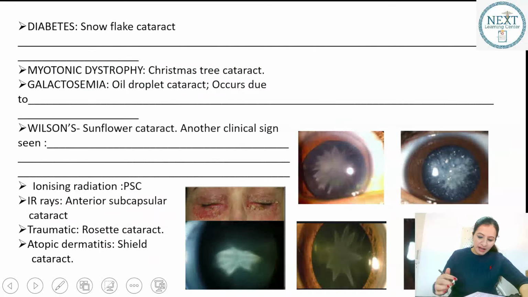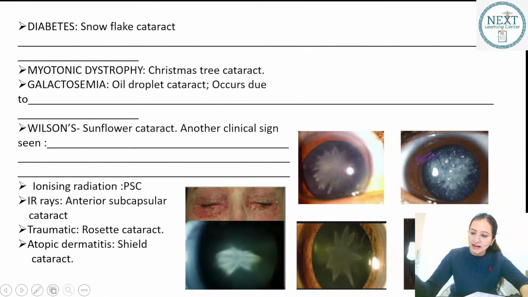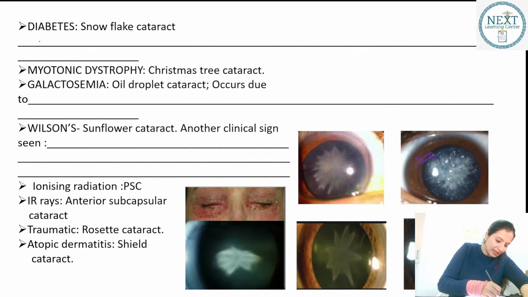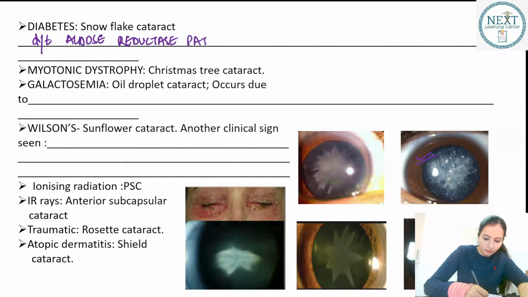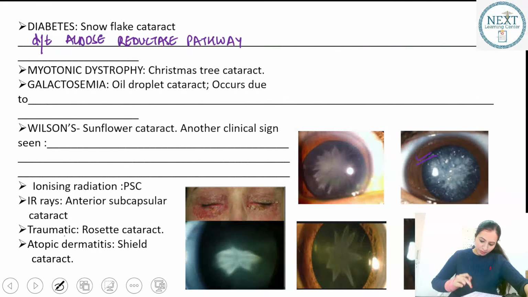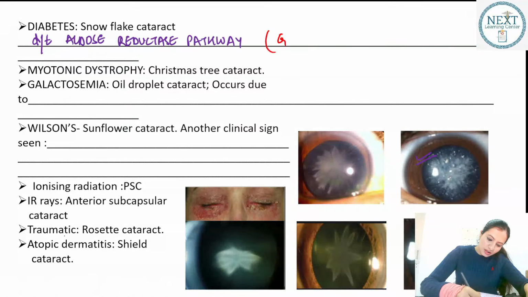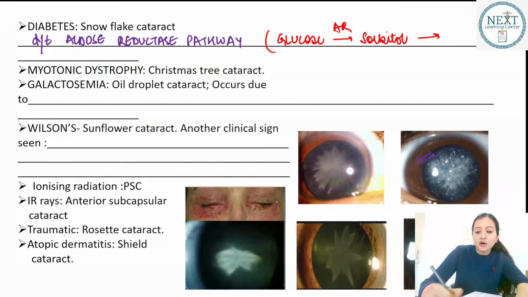Then moving on to specific cataracts, you see a snowflake cataract like this. This is seen in diabetes. This occurs due to the aldose reductase pathway. So what happens normally? Normally your glucose is converted into sorbitol via the enzyme aldose reductase. Then the sorbitol is converted to fructose via sorbitol dehydrogenase. This is the normal pathway.